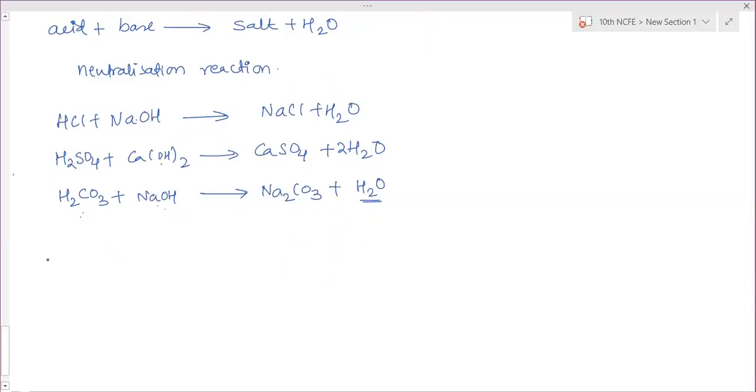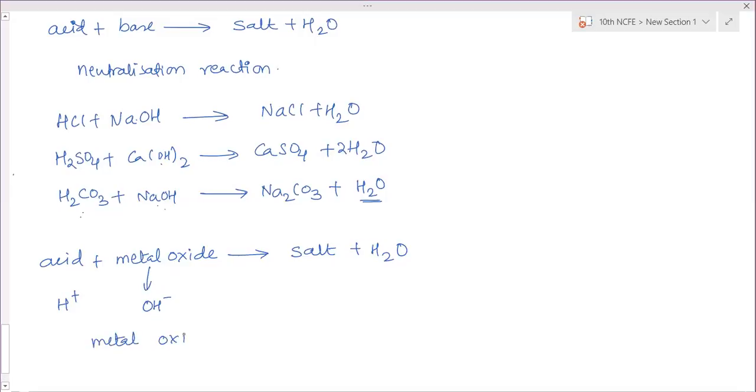And then the last reaction, acid with metal oxide. Acid combines with metal oxide to form salt and water again. The formation of water indicates that H+ ions came from the acid, but to form water, OH- ions are needed. So OH- ions are given by the metal oxide, and therefore metal oxides are considered basic in nature. These OH- ions combine with H+ ions to form water.